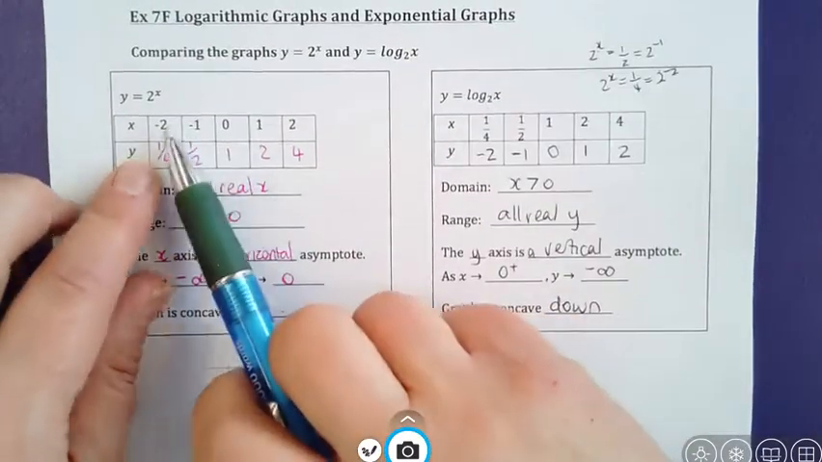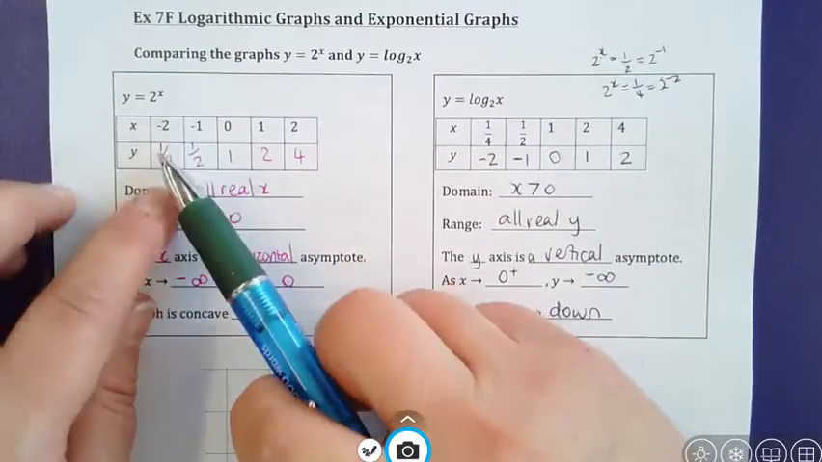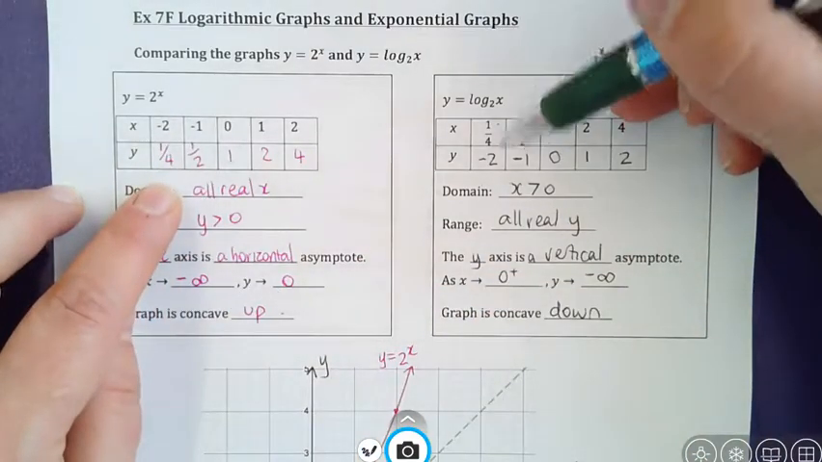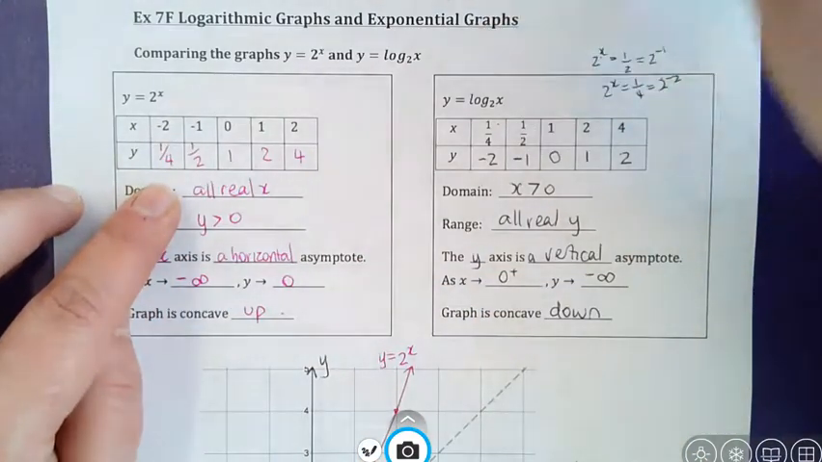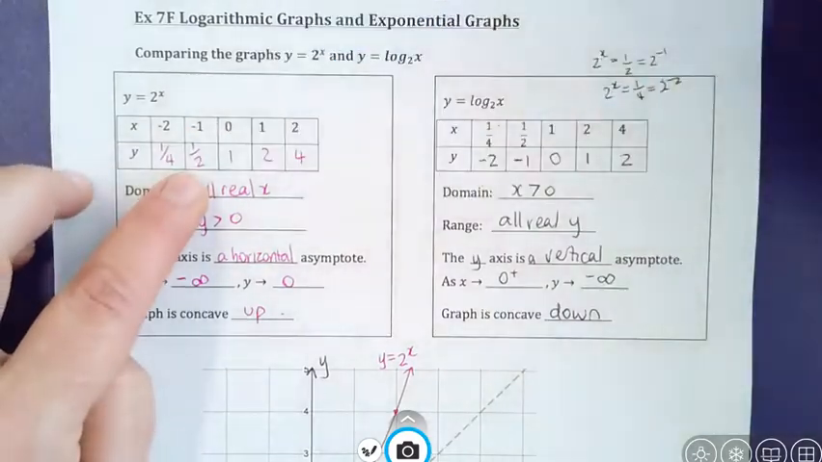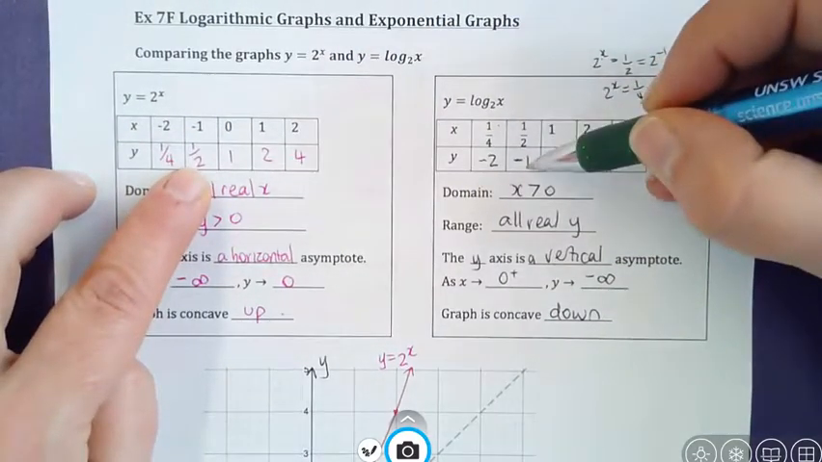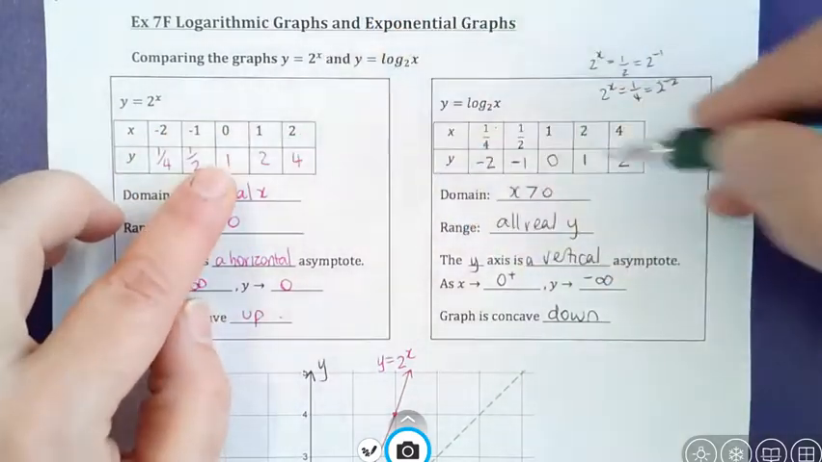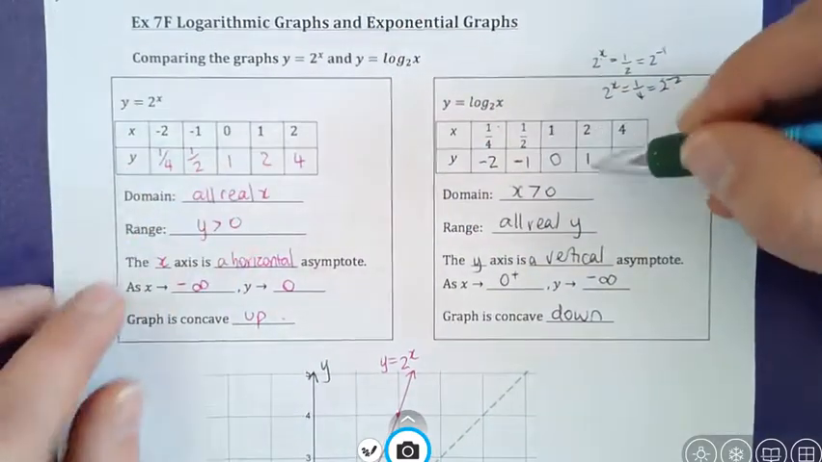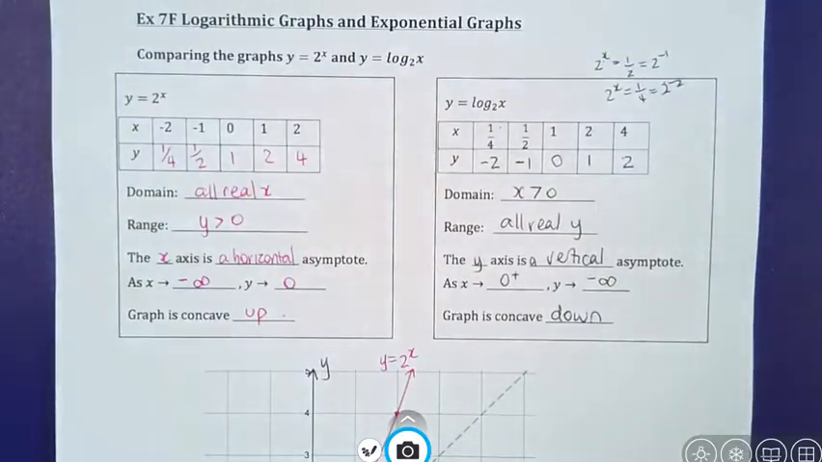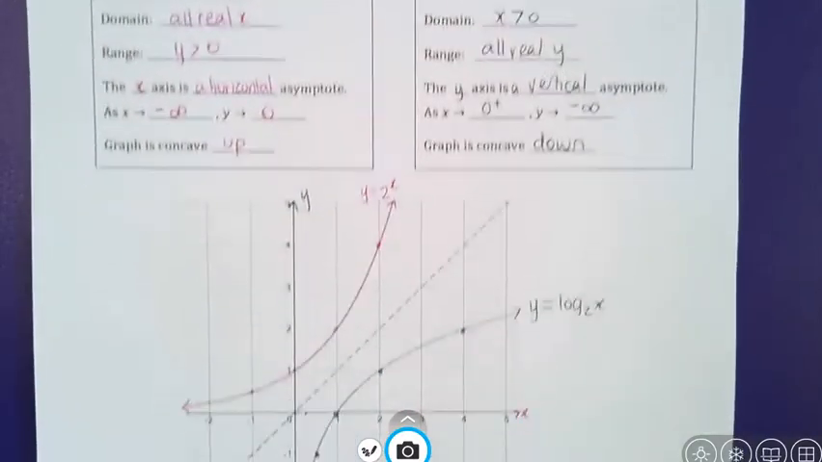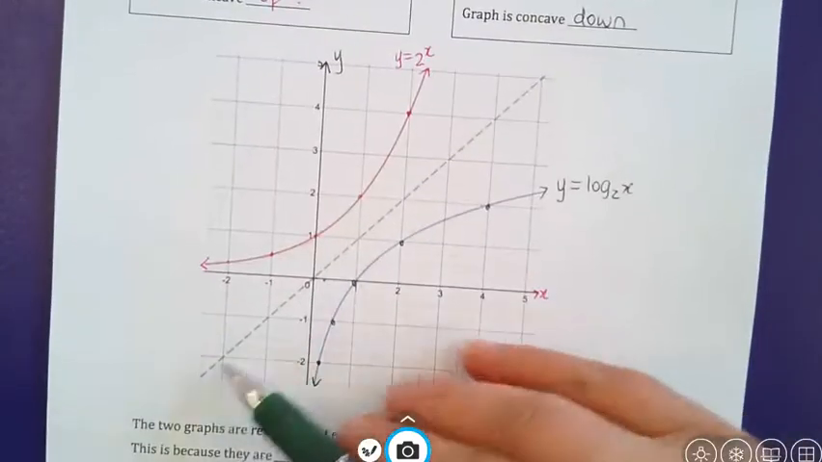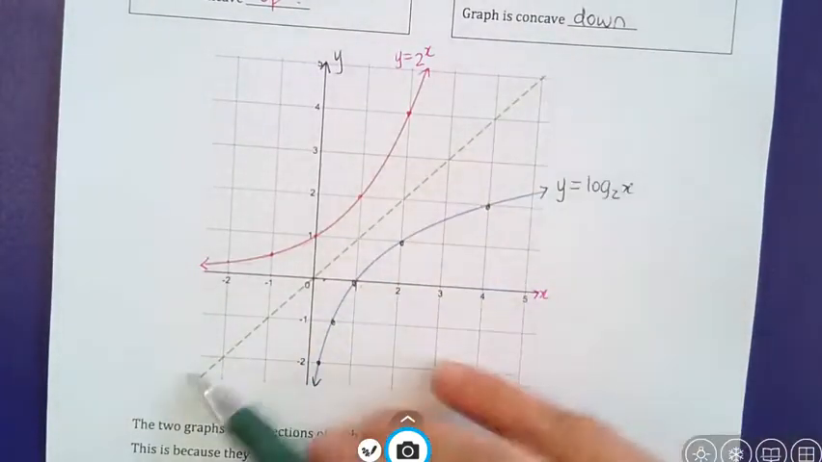Let's have a look at the x values here. When x is negative 2, y is a quarter. When x is a quarter, y is negative 2. They're swapped. When x is negative 1, y is a half. When x is a half, y is negative 1. So it's flipped. See? 0, 1, 1, 0. 1, 2, 2, 1, 2, 4, 4, 2. So these curves are reflections of each other in the line. What line do you think this is?